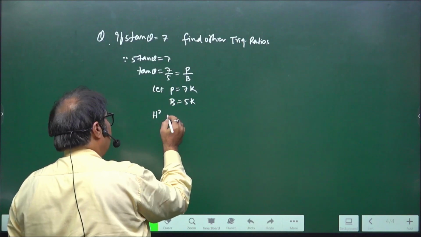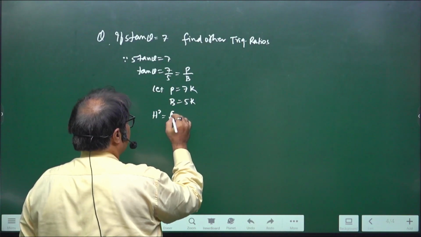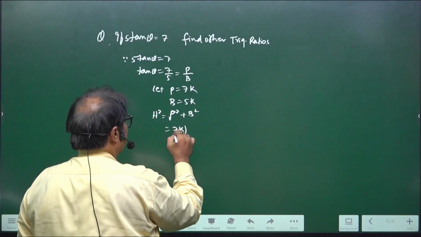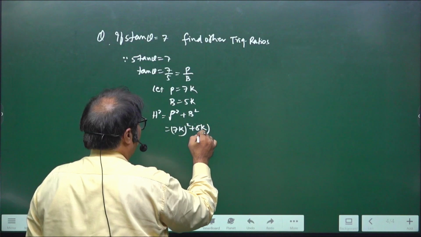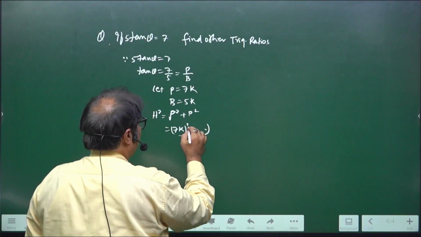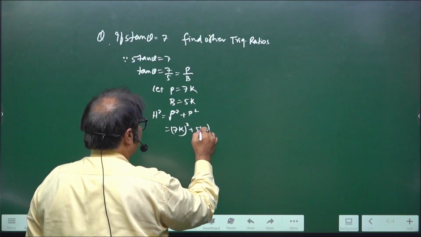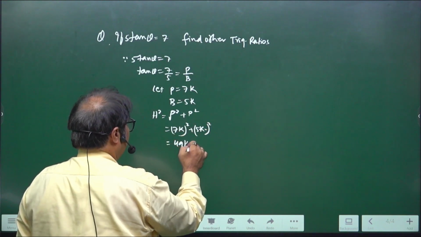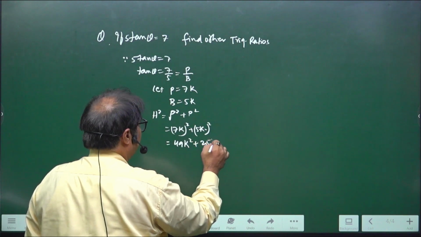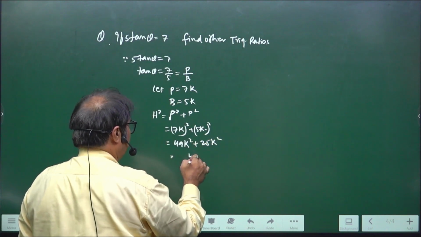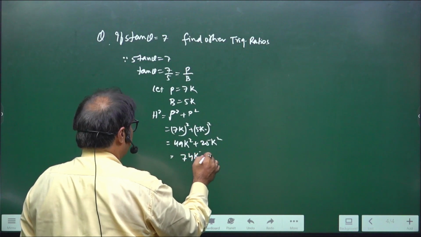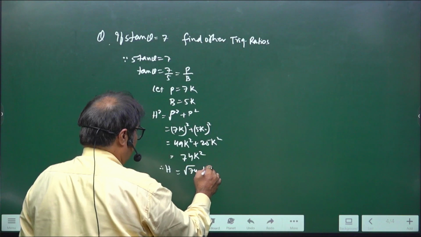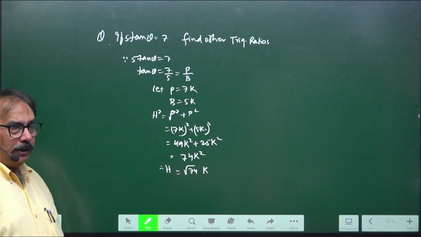By applying the Pythagoras theorem, H square is equal to P square plus B square. So this is 7K whole square plus 5K whole square. 7 square is 49K square, 5 square is 25K square. So 49 plus 25 is 74K square. Therefore the value of H is equal to root over 74 K. This is the value of hypotenuse.